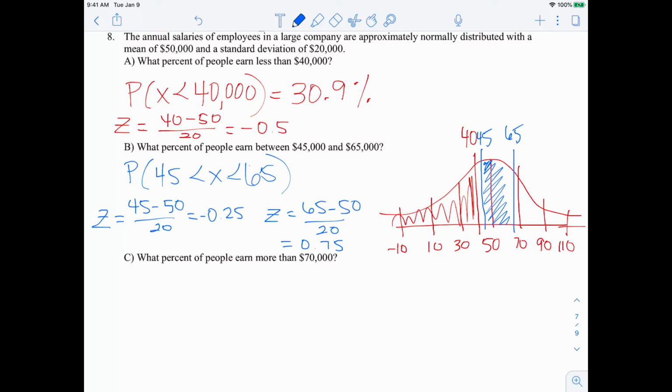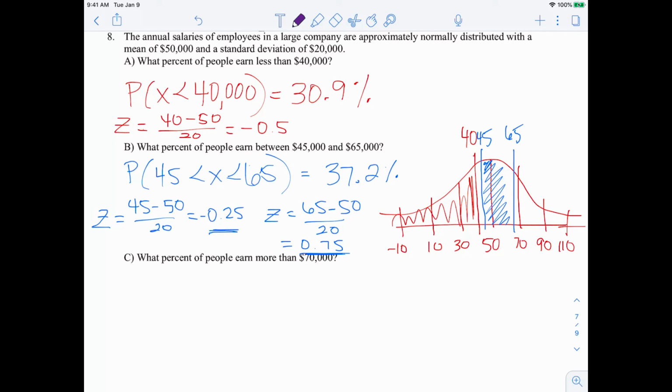So if we calculate this on our calculator, my lower bound is negative 0.25 and my upper bound is 0.75. If we use the table, we have to look up both probabilities and then subtract them. And if we do that, we will end up with 37.2%. So there's a 37.2% chance that somebody will earn in between $45,000 and $65,000.